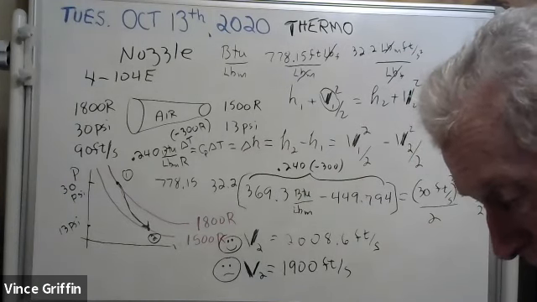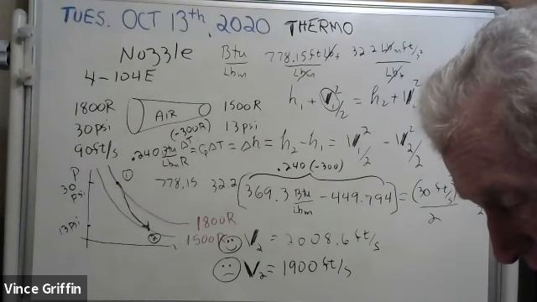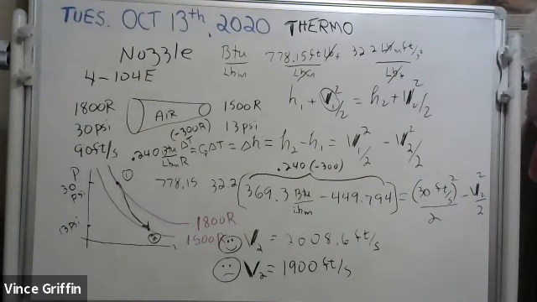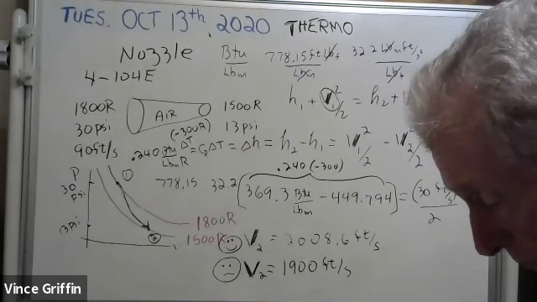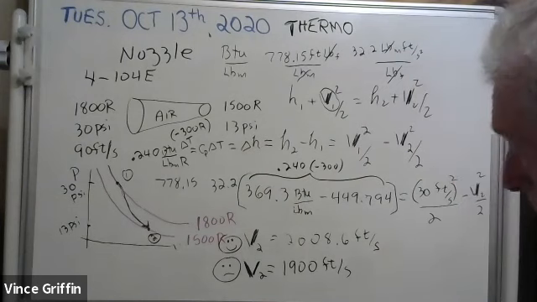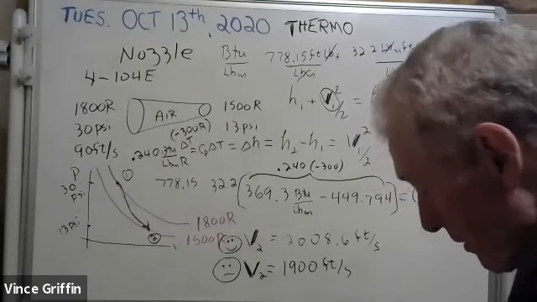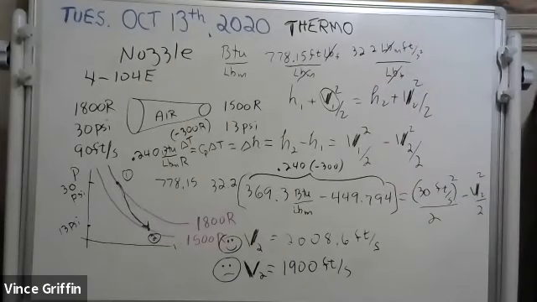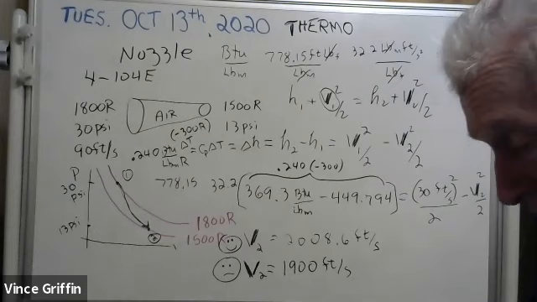Okay, well, that was fun. Yeah, you're off by a little over 100 feet per second when you use the inferior model. Any questions on that?